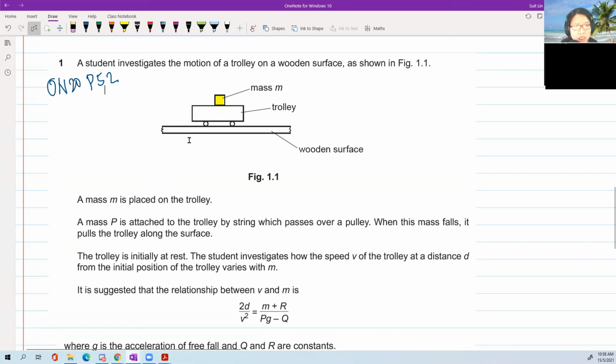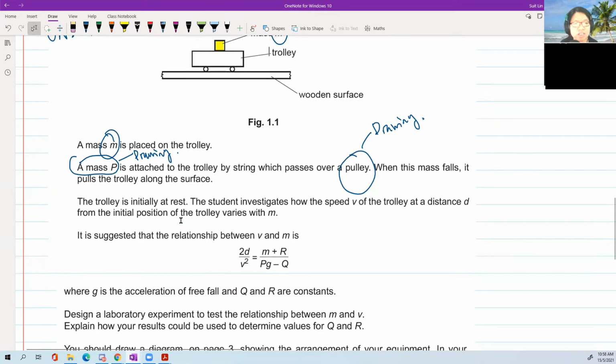Mass P is attached to a trolley by a string which passes over a pulley. Oh, we have a pulley. Okay, hang on. We need to include the pulley in the drawing, and then we also need to have mass P in the drawing. So when I read the question during the exam, I will immediately begin to circle all these things. This is mass M. This is mass M.